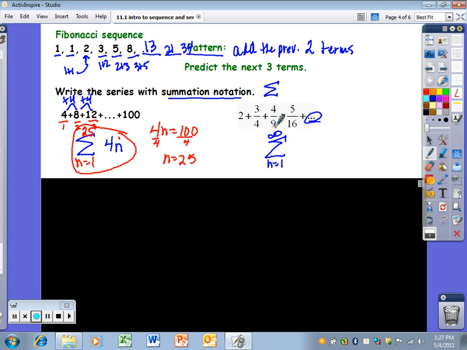But how about if we break it up into numerators and denominators? In my numerator, from 2 to 3, add 1. 3 to 4, add 1. 4 to 5, add 1. So I'm repetitively adding 1, so that's 1n. When I put 1 in there, do I get 2? No, I get 1, so I have to add 1 to get to the 2.